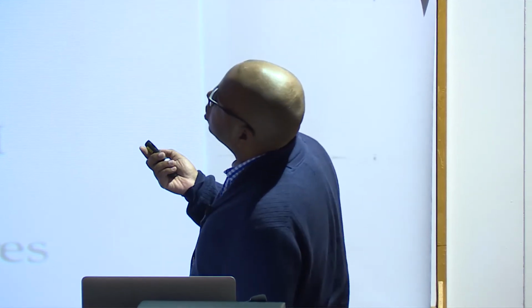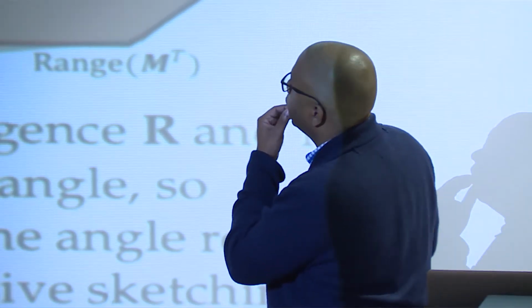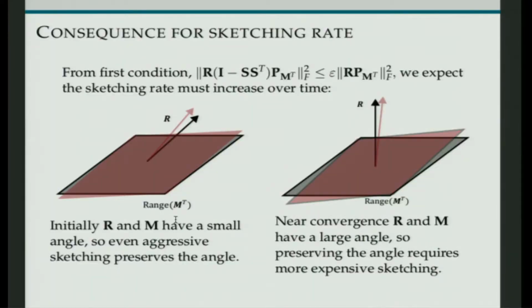Okay, so what's the consequence for the sketching rate? As I mentioned, from the first condition, we expect that the sketching rate has to increase over time. Initially, there's going to be some small angle between your residual and your system matrix. So even if I aggressively sketch, I'm going to preserve that angle and get a lot of the possible decrease. But when I'm near convergence, R and M are going to be nearly perpendicular. So preserving that angle requires me to be more careful with my sketching.